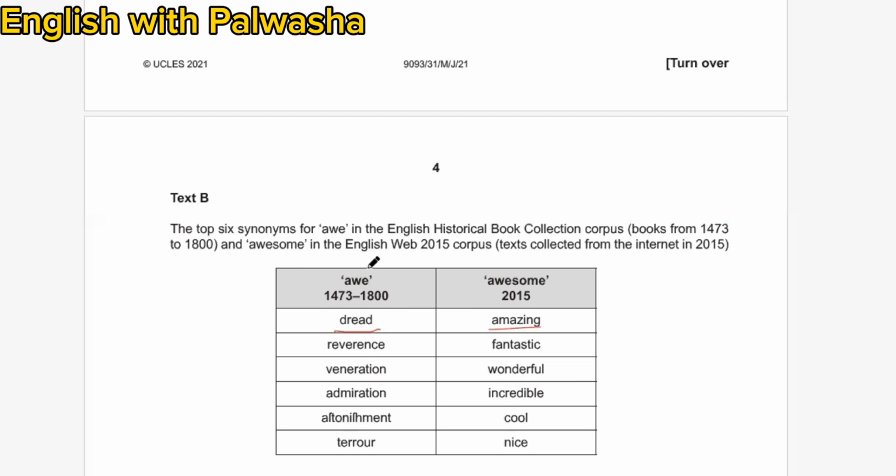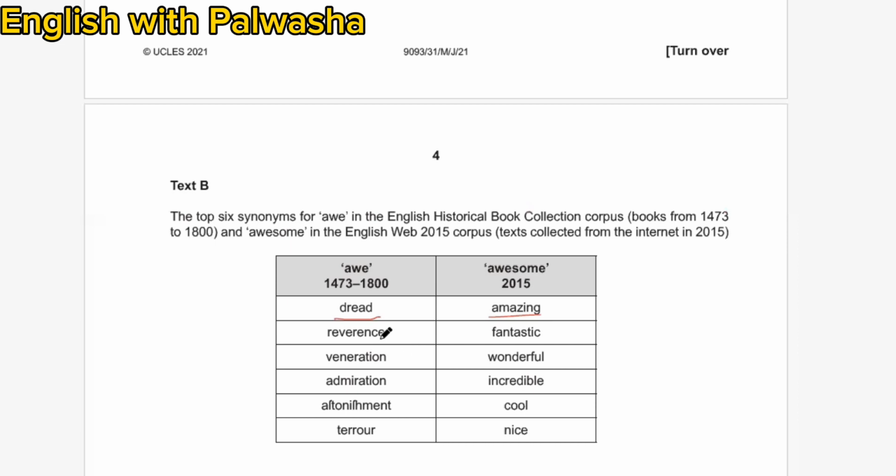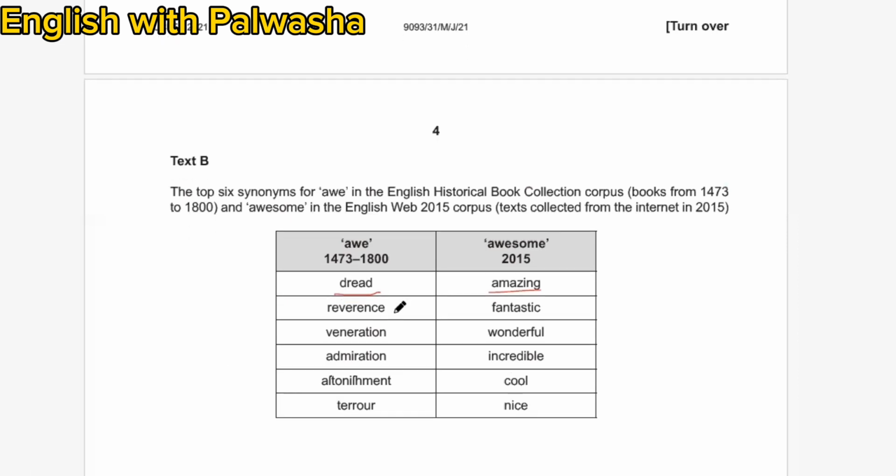Dread, or the synonyms of it. Can you see the synonyms of dread before in 1473? What were those? Reverence, veneration, admiration. Okay, so here's amazing, fantastic, wonderful, incredible, cool, nice.